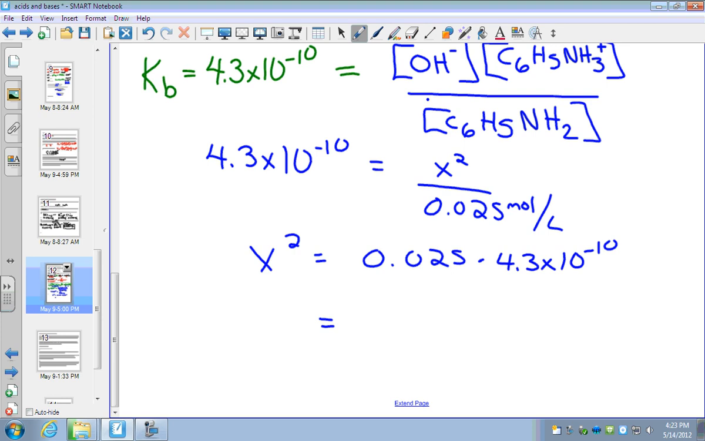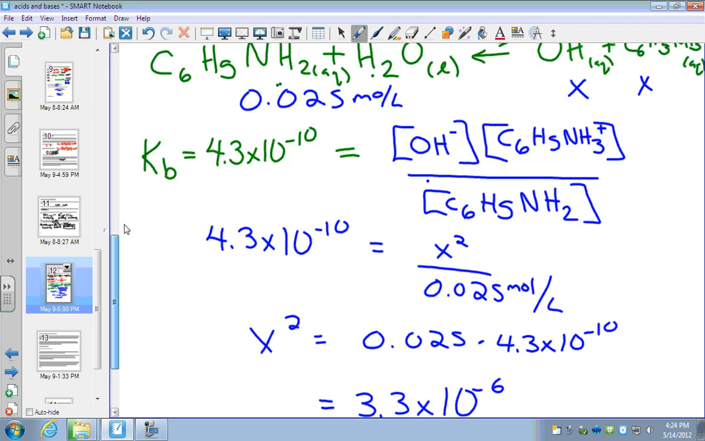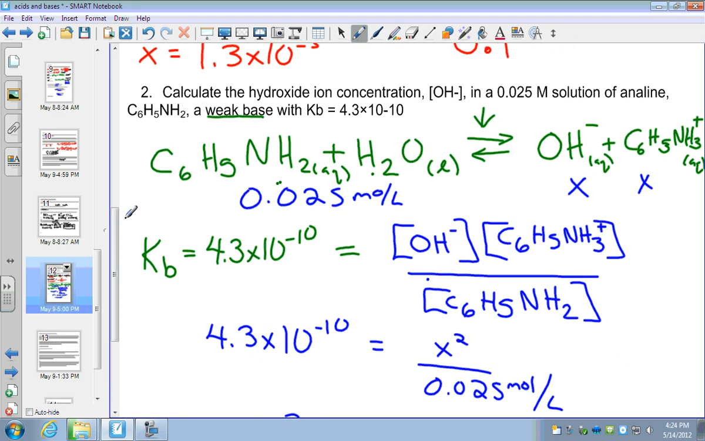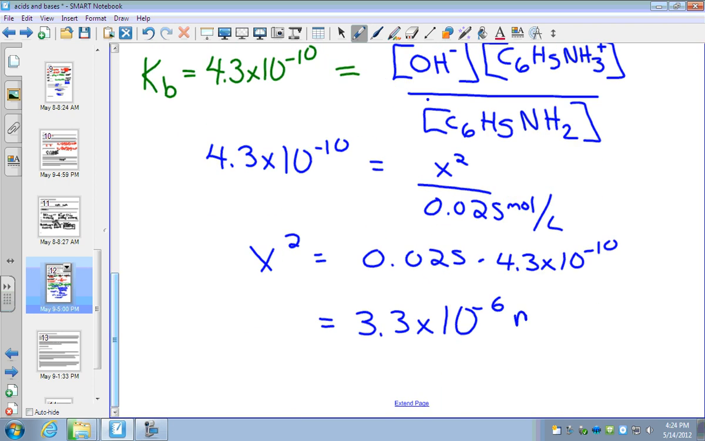Okay, your final answer should be 3.3 times 10 to the minus 6. And what is this? This is a concentration. We are finding the concentration of OH ions. Concentration is in moles per liter.